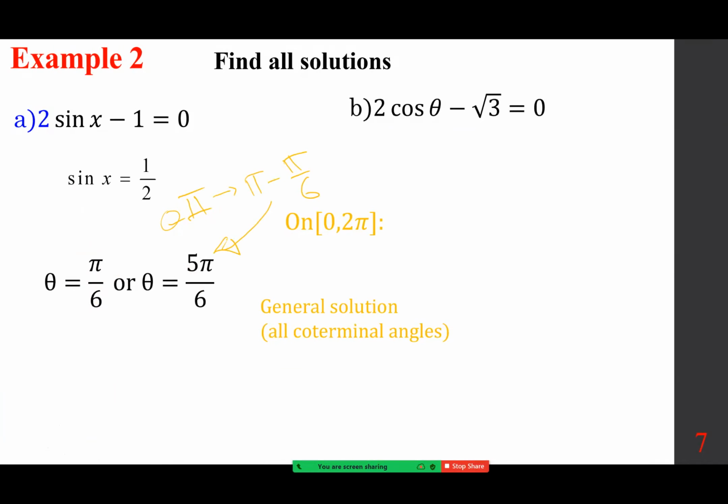If you want a general solution, to each one we add 2n pi or 2k pi, depending on the text. K is an integer.